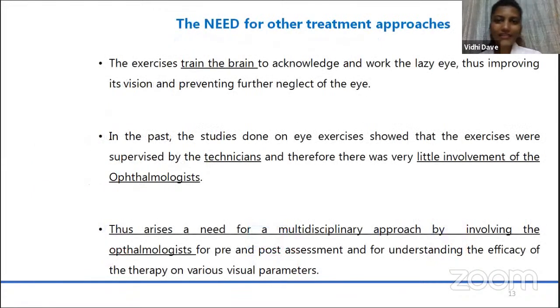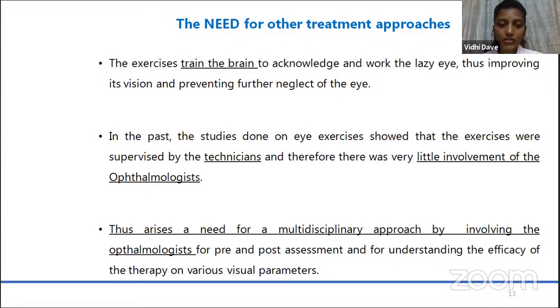Which is why there is a need for different approaches, and which is why we looked at exercises as a therapy for amblyopia. When we talk about exercises, we do repeated movements or repeated exercises, which will actually train the brain to acknowledge the work by the lazy eye. That's how neuroplasticity will set in, and it will further prevent the neglect of the lazy eye.